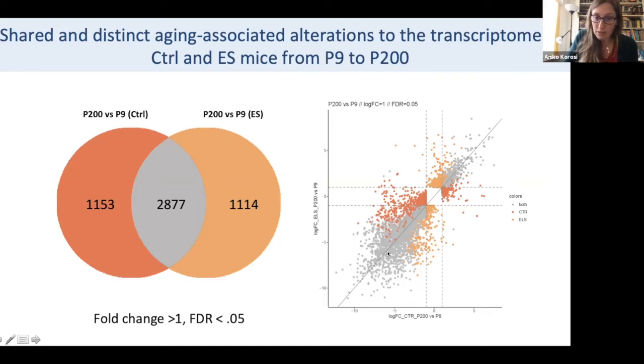And what we can see in gray, in the Venn diagram or in the 4-way plot, is that there is, of course, a large number of genes that are shared between control and early life stress animals, as you would expect. But there is also a considerable number of genes that are differentially expressed between these two ages that are exclusive depending on your early life stress exposure or not, indicating that these microglia take a somewhat different aging trajectory, if you will, because of this exposure.